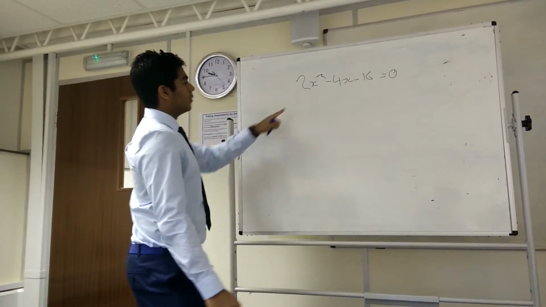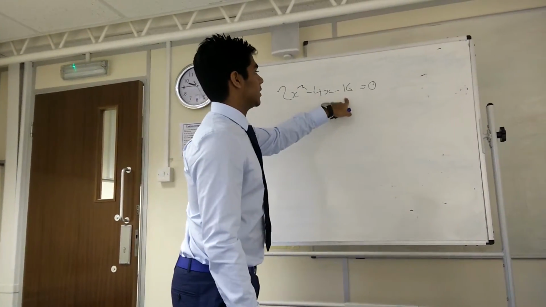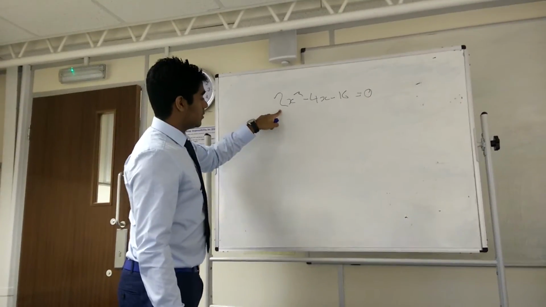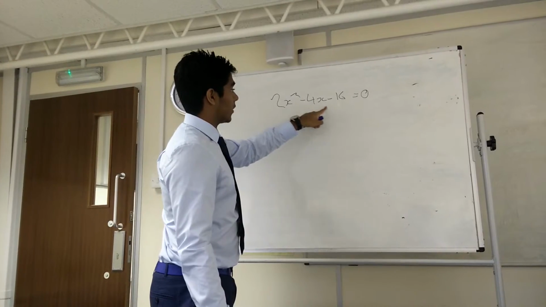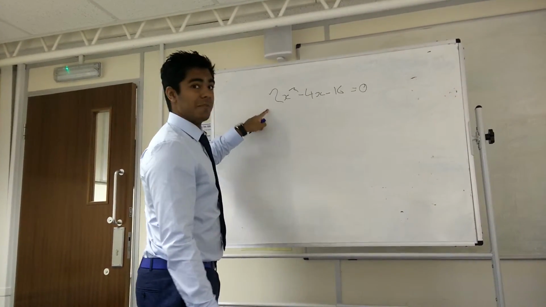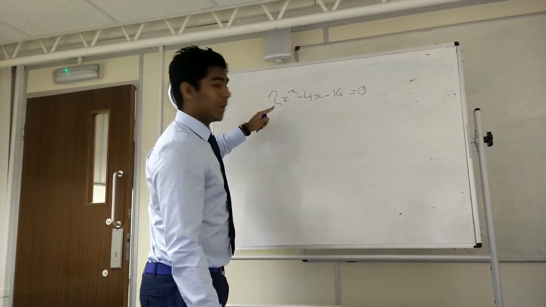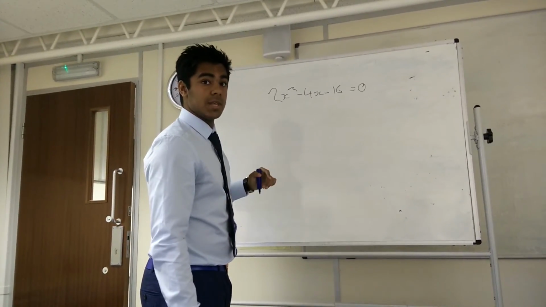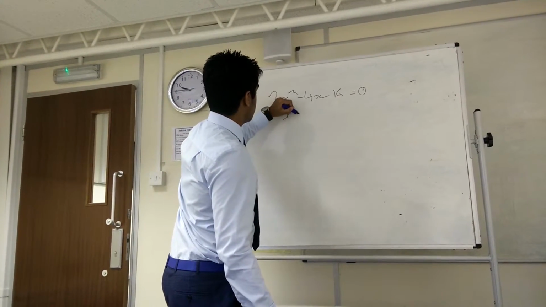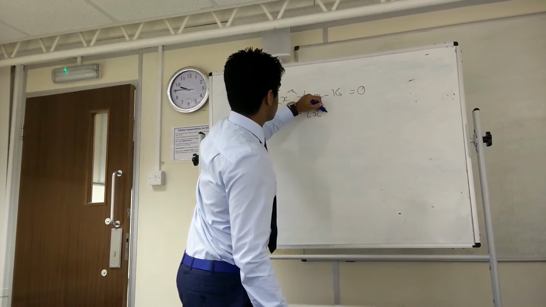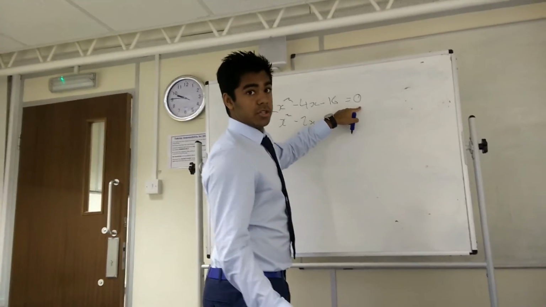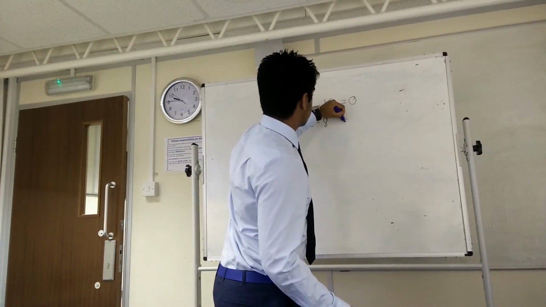Okay, now 2x squared minus 4x minus 16 equal to 0. We know that the coefficient of x squared is 2, and the coefficient of x is minus 4, and the constant is minus 16. Now what I notice about this is that they all have a factor of 2. So what we can do is divide both sides by 2. So on this side we'll get x squared minus 2x minus 8, and this side, 0 divided by 2 is 0, so we still get equal to 0.